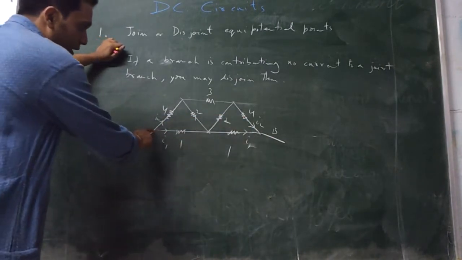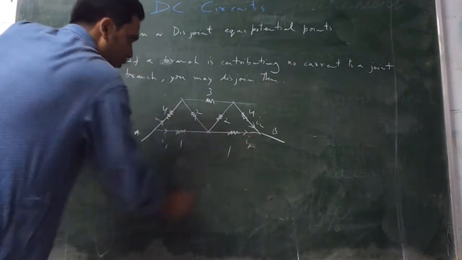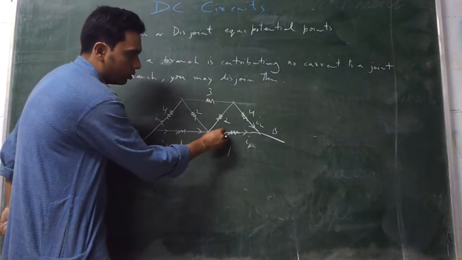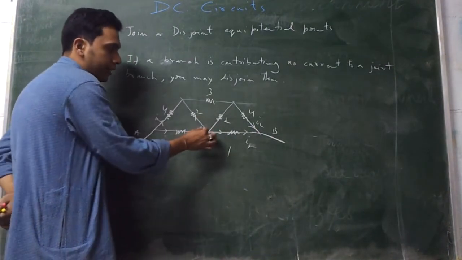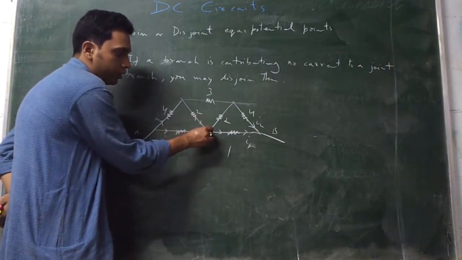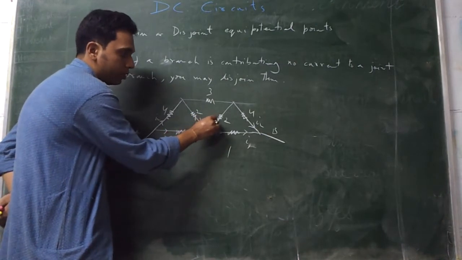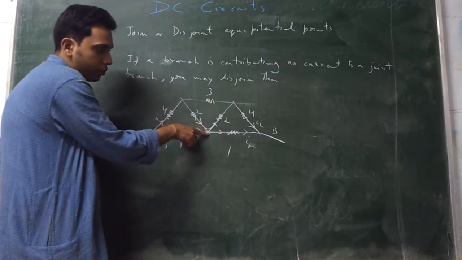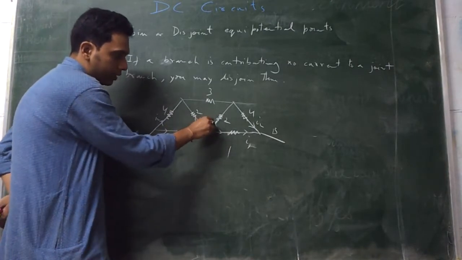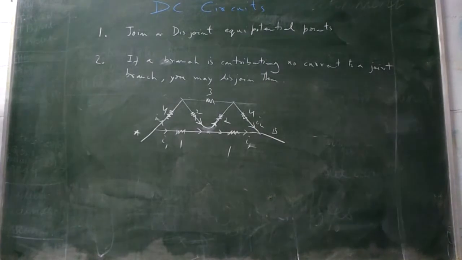So if I1 was going from here and I1 is coming back from this branch, it tells me that this current wholly goes into that, and we can assume that no current is being contributed from this branch into this. So whatever current is coming in here goes back to there. Hence this point you can disjoin. If you disjoin, the circuit looks like this. Now it is very easy to solve.